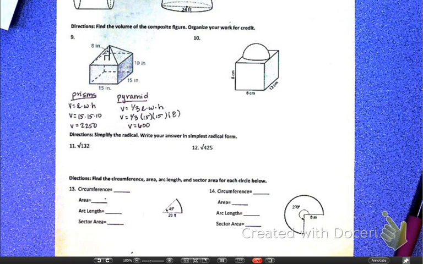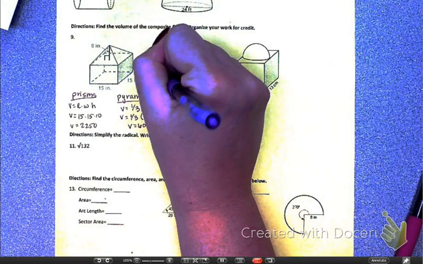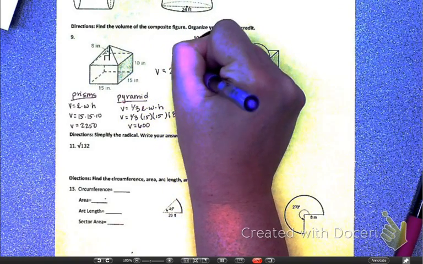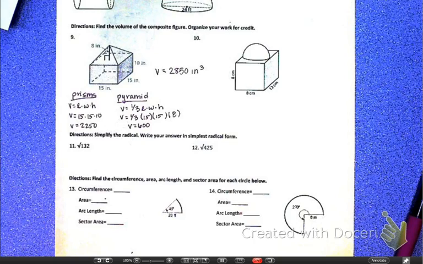Why am I adding? Because they're stacked on top. They're stacked. It's like blocks. So 2250 plus 600 gives you a total volume of 2850 inches cubed. Okay, so remember, if they're stacked, you add them. If one's inside the other, you're going to subtract. And there may be one like that tomorrow, so just be prepared.